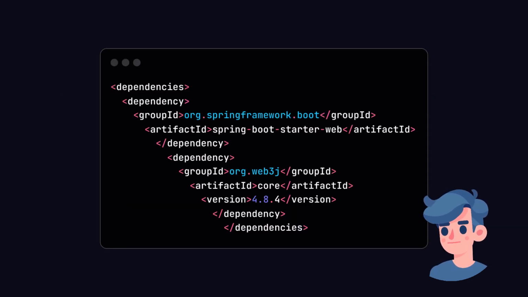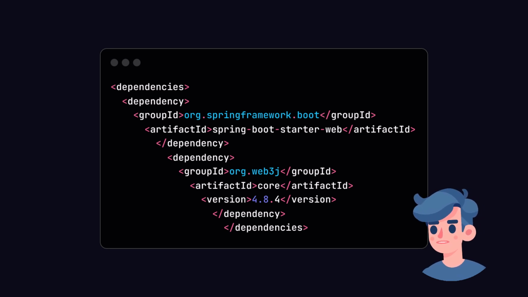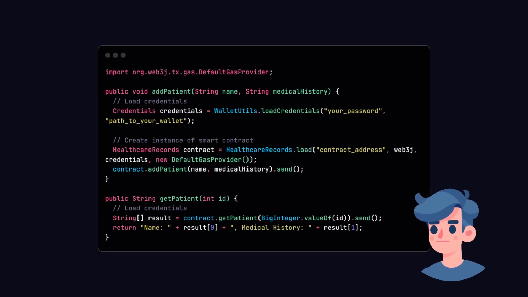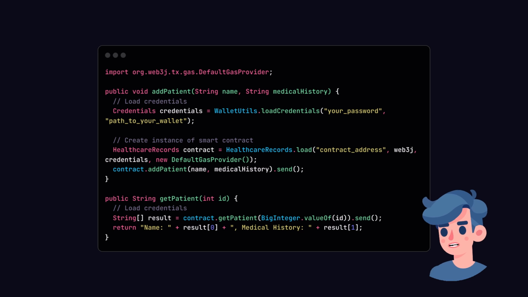Next, let's create a REST API using Spring Boot that will interact with our smart contract. Create a new Spring Boot application and add the necessary dependencies for Web3j in your pom.xml. Now, let's create a service class that will handle interaction with our smart contract. Create a new file named healthcareservice.java. Let's implement methods to add and get patient records in the healthcareservice.java class. You'll also need to load your Ethereum wallet and set up credentials for sending transactions.